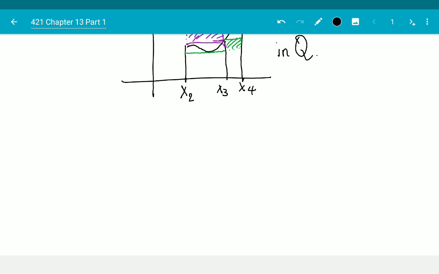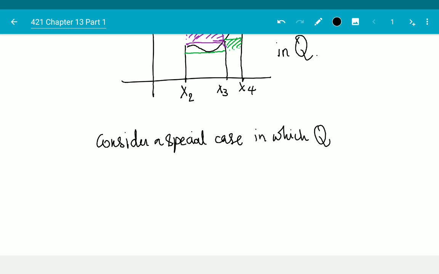Consider a special case. Special case in which Q contains exactly one more point than P.